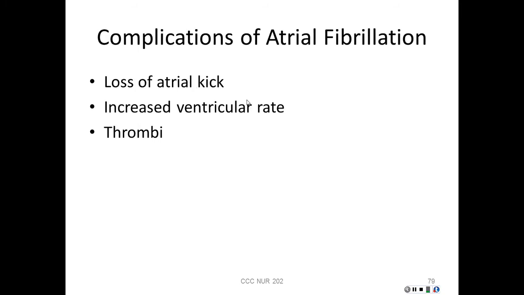Complications of atrial fibrillation, number one is the loss of atrial kick. That atrial kick, the contraction of the atrium, adds about 10 to 15% of stroke volume or blood to the ventricles. So if we lose that atrial kick, we're losing about 10 to 15% of our cardiac output. The other problem is that increased ventricular rate. If the AV node is not doing its job, then it's not blocking those coming through. We've got a very fast ventricular rate, which can increase the risk of problems for these patients. Thrombi, because again the atrium is just fibrillating, sitting there just bouncing around like a bowl of jello.